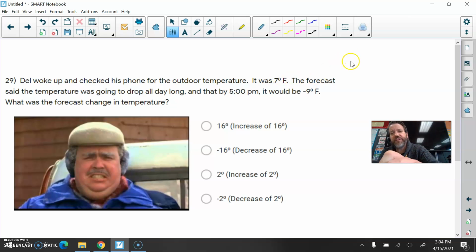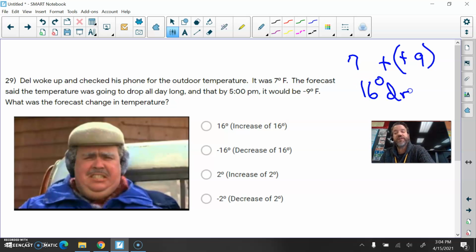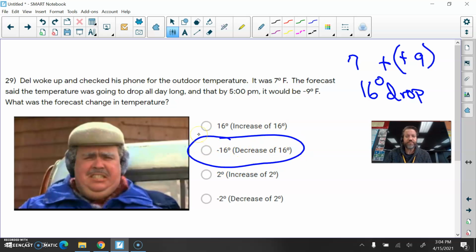It started at 7. It ends at negative 9. If you want to find the change in temperature, you're finding the difference. You're subtracting negative 9. And since it's a subtraction problem, we change it to adding the opposite. And you have 7 plus 9, which is 16. It's a 16-degree drop in temperature, isn't it? The temperature is going down 16 degrees. So it's negative 16 degrees. It's a decrease of 16 degrees.